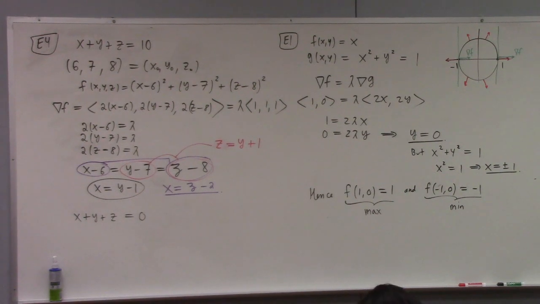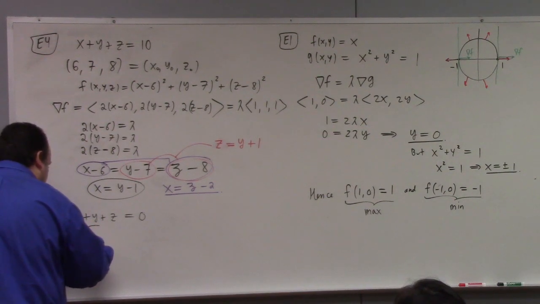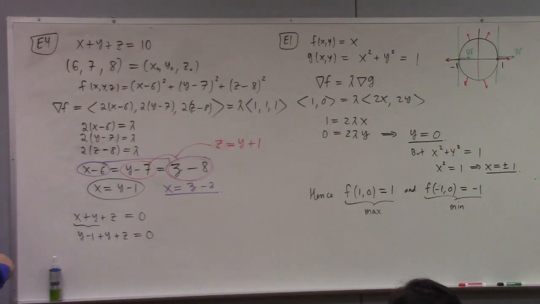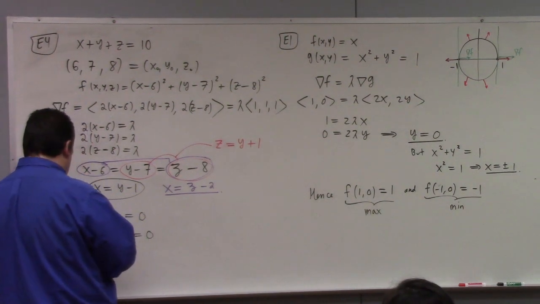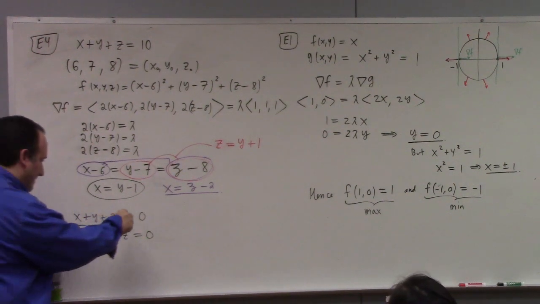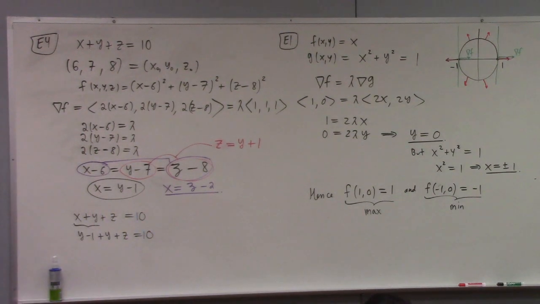Like I can do what? I can get rid of x for y minus 1. So this becomes y minus 1 plus y plus z equals 10, right? And how can I eliminate z in favor of y? Well, I've got, what's that? Why is it 0? Oh, this is 10, not 0. Good question. Still in the marker. There you go. Fixed it. Thank you. I was about to get really confused.